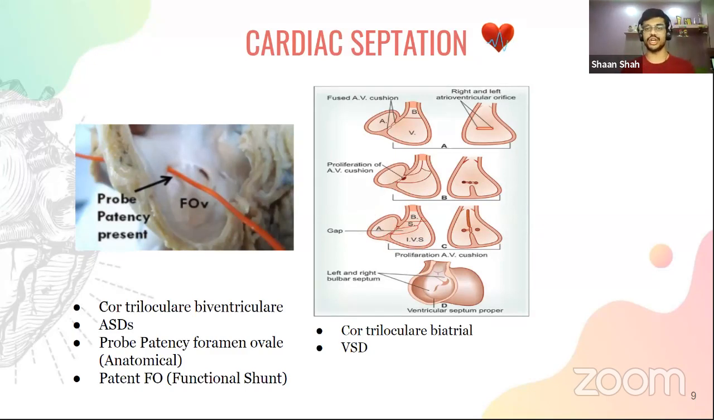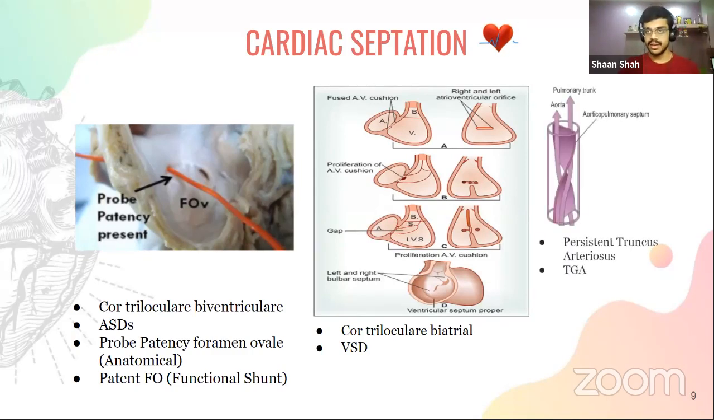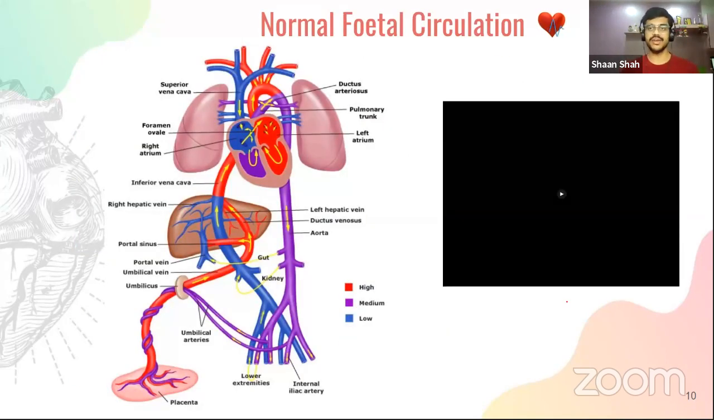Now the deficiency in formation of the interventricular septum leads to quadriloculare biatrial, meaning a single ventricle with 2 atria, and also ventricular septal defects. Here is the aorticopulmonary septum. It is a spiral shaped septum. The deficiency of formation of this septum leads to a single truncus arteriosus, known as persistent truncus arteriosus, and the failure of the septum to go spiral leads to the reverse positioning, known as transposition of great arteries and vessels.